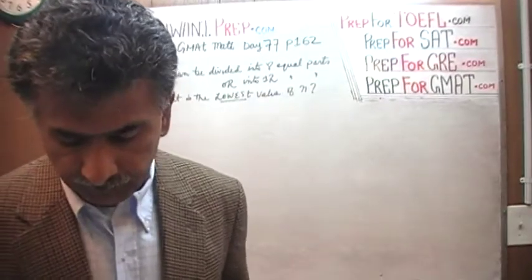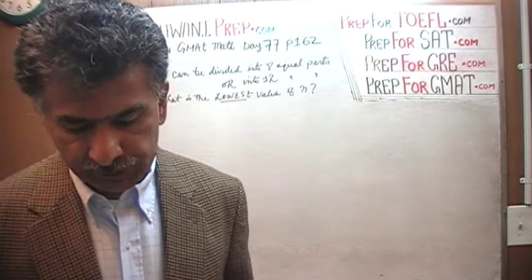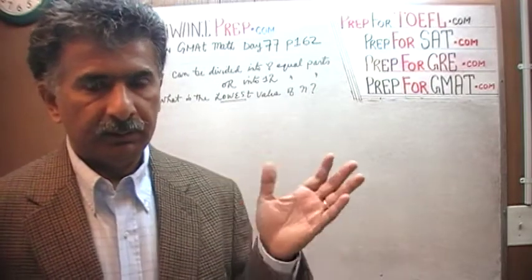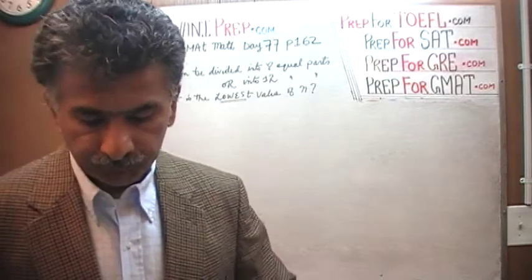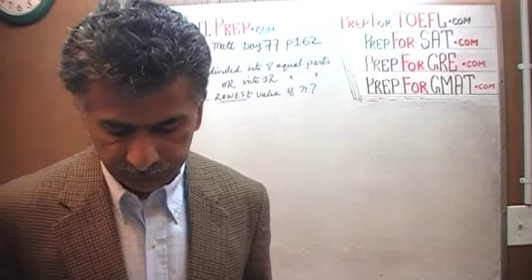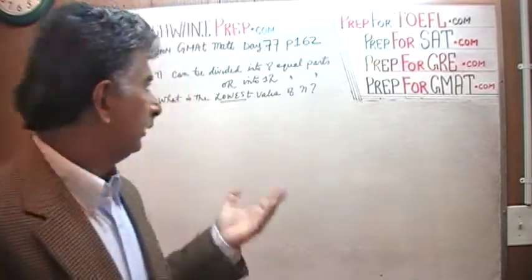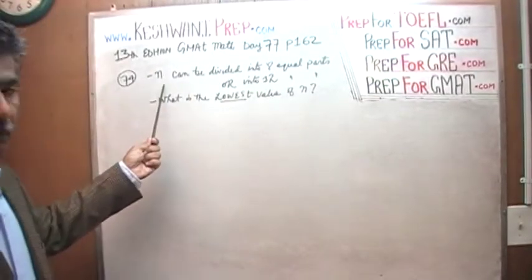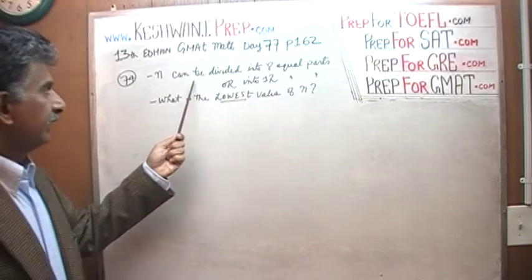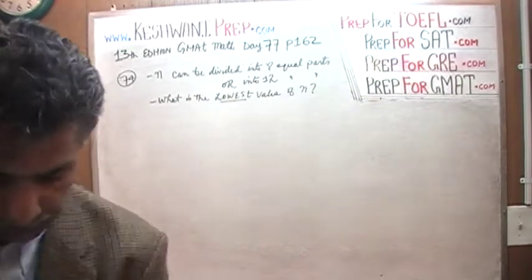A gym class can be divided into 8 teams with equal number of players on each team. So there are a number of people in a gym class and it can be divided into 8 equal parts or 12 equal parts. The question simply is, what is the lowest possible number of students in the class? Which boils down to the same as this question that you see on the blackboard. We have an n, which is the number of students in the class. n can be divided into 8 parts or 12 parts. What is the lowest possible value of n?